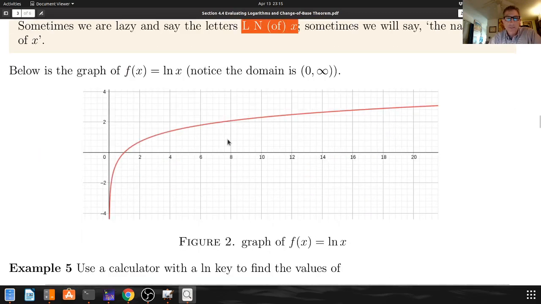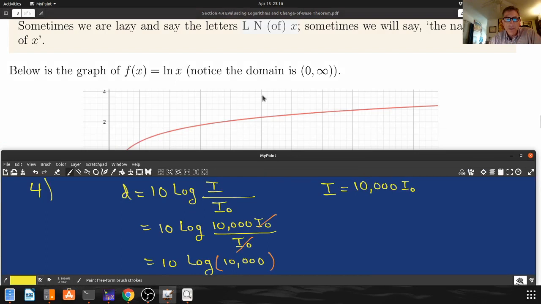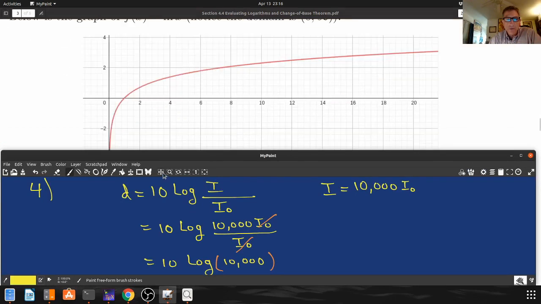And this is the graph of the natural log of x. So notice right here that it crosses the x-axis. So y is equal to 0 when x is equal to 1. e is just a little bit greater than 2. And for this particular case, let me bring this up here, move this around.